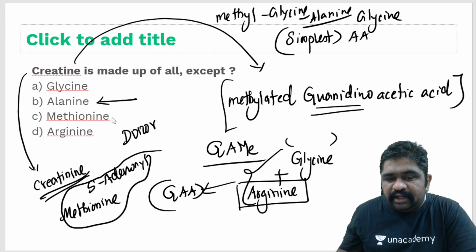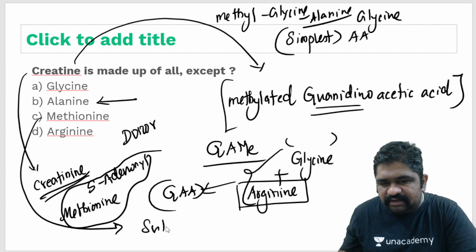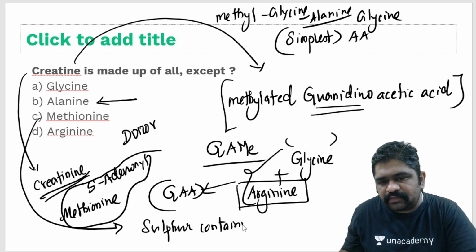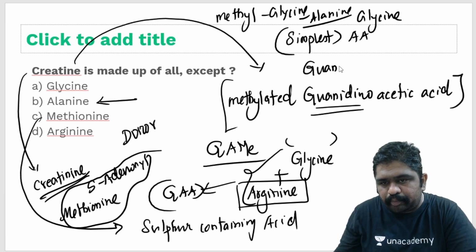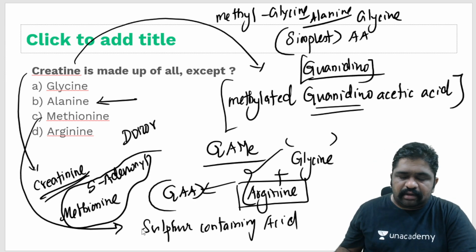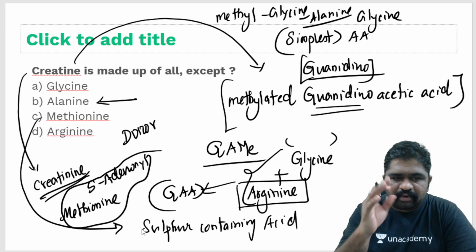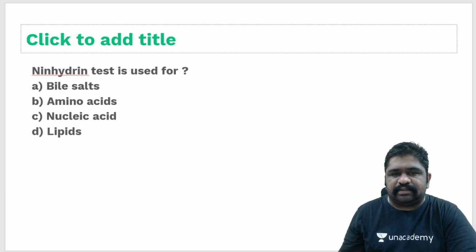What is methionine? It is a sulfur containing amino acid. And what is arginine? Arginine has a special group referred to as the guanidino group. So these are the most important points that you should remember from one single question like creatine. Okay, now let's go for the next question.